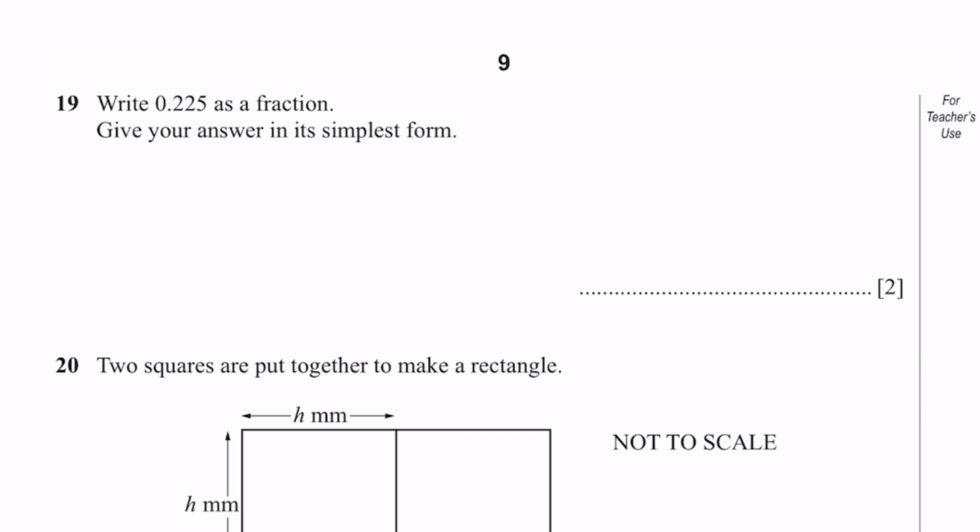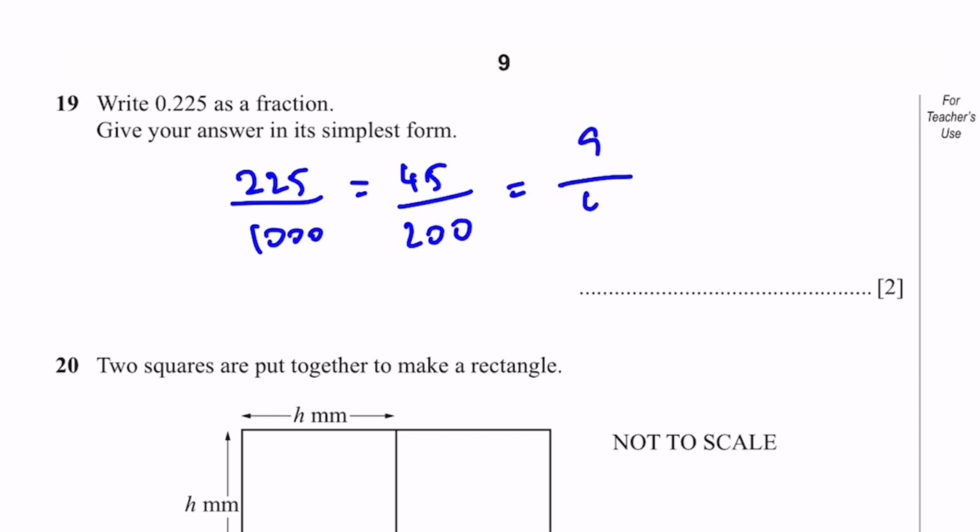Question 19. Write 0.225 as a fraction. Give your answer in simplest form. So 0.225 can be written as 225 by 1,000. We can divide by 5 on both sides to get 45 by 200. Again, we can divide by 5 to get 9 by 40. And that's the answer. We cannot simplify it further.